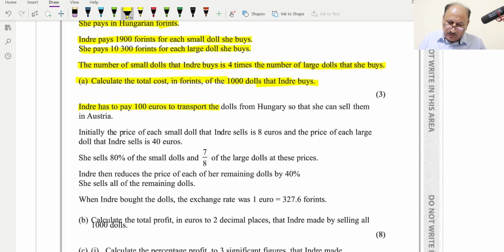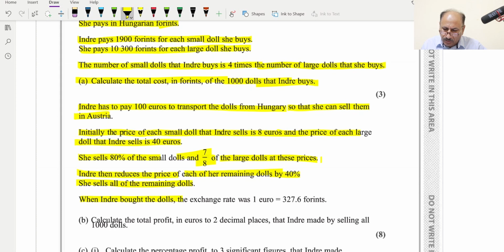Inder has to pay 100 euros to transport the dolls from Hungary so that she can sell them in Austria. Initially the price of each small doll that Inder sells is 8 euros, and the price of each large doll is 40 euros, and she sells 80% of the small dolls and 7 by 8 of the large dolls at these prices. Inder then reduces the price of each of her remaining dolls by 40%. She sells all of the remaining dolls.